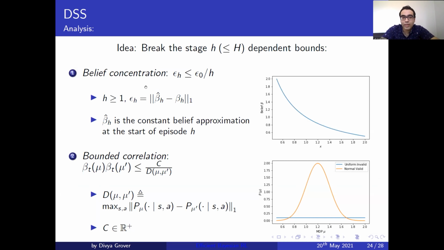We do so by certain properties. One is quite intuitive, that many people said before, which is belief concentration. As you go over time, the belief concentrates, so the posterior concentrates. The other one is a bounded correlation property, so that two similar MDPs will have higher correlation. That's also very intuitive. And using these two assumptions, we have the result.